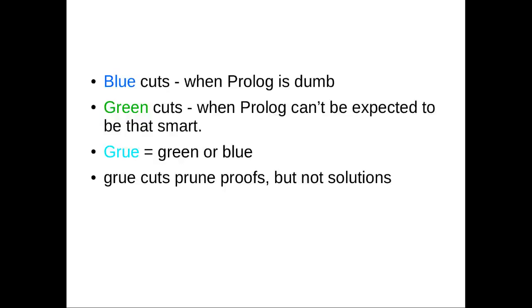So a green cut is the example with Factorial, and even more so the second example. We can't expect Prolog to be that smart, so those cuts are truly green. Then there are cuts that are either green or blue. They prune proofs, but they do not change the ultimate outcome of the program. They do not change the solutions.